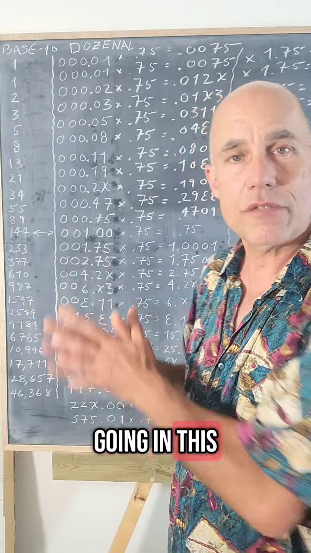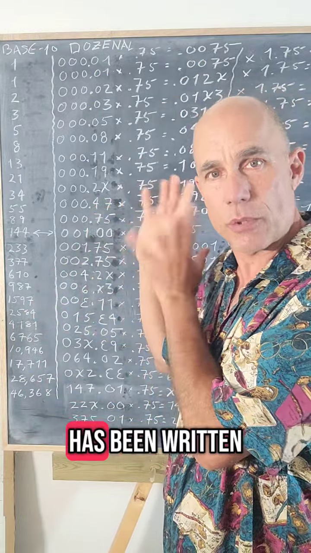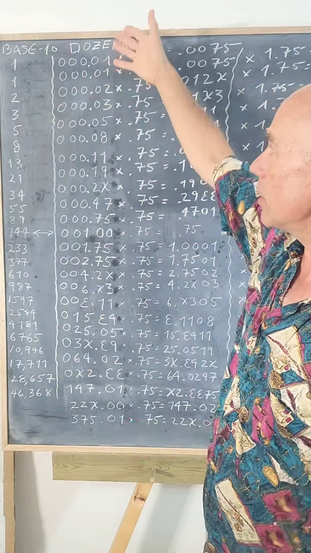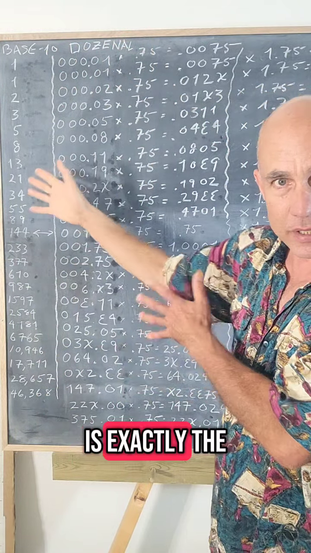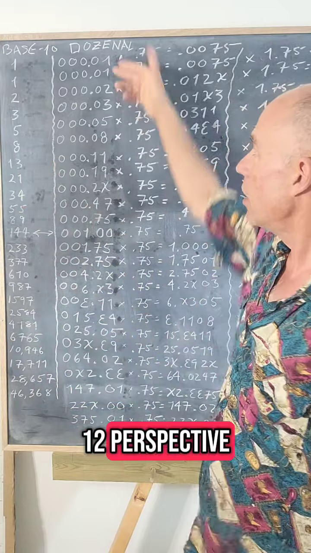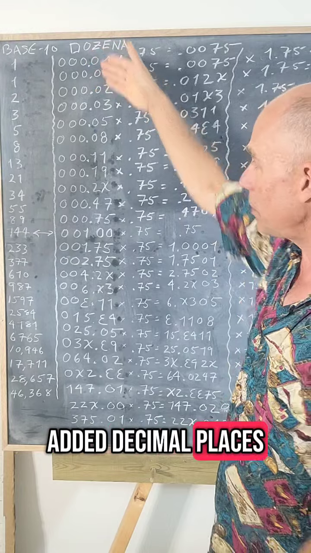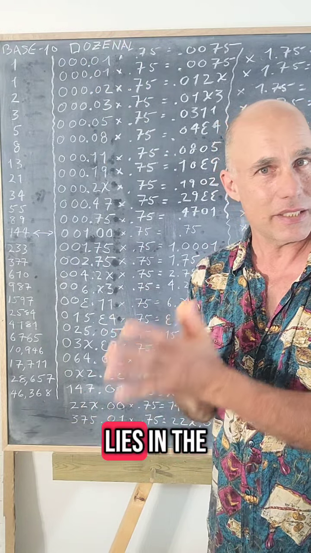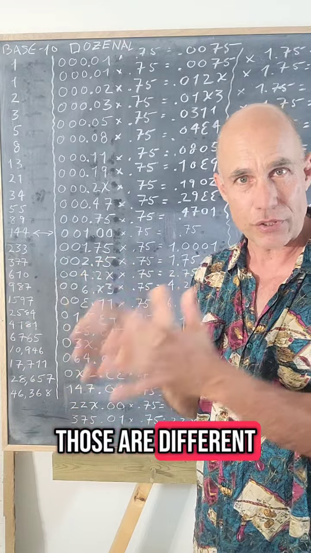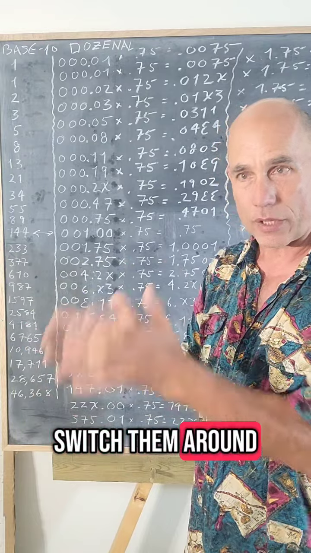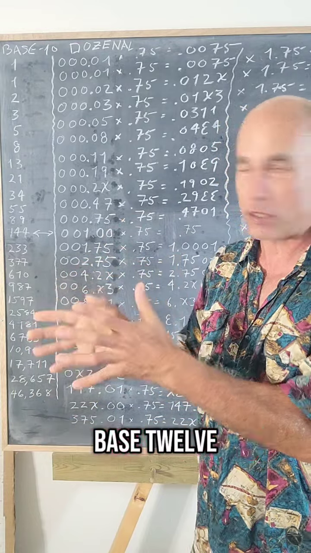So what I've got going in this video is the Fibonacci sequence written out on the board behind me here. Here's the base 10 version. Here's the base 12 version, which is exactly the same numbers, but simply written from their base 12 perspective. You see I've added decimal places, because that's the difference between base 10 and base 12. The significant difference lies in the size of the decimal place. Those are different sized units, and you can't go back and forth and switch them around. They're completely different lengths in base 12.